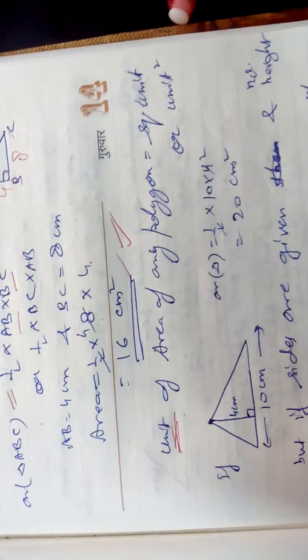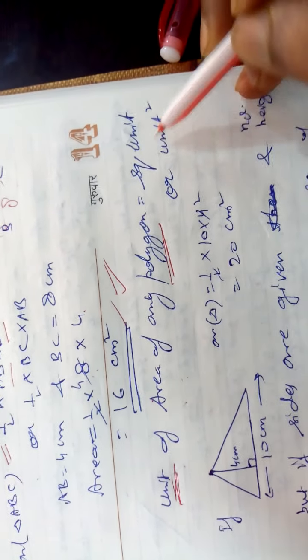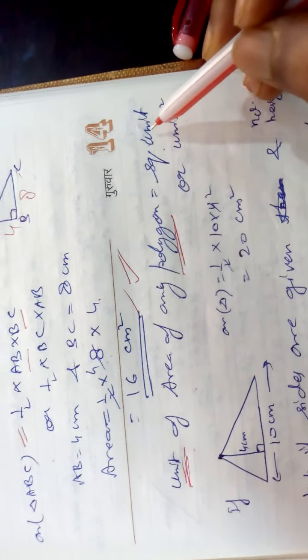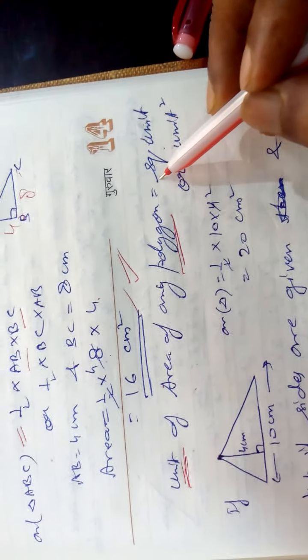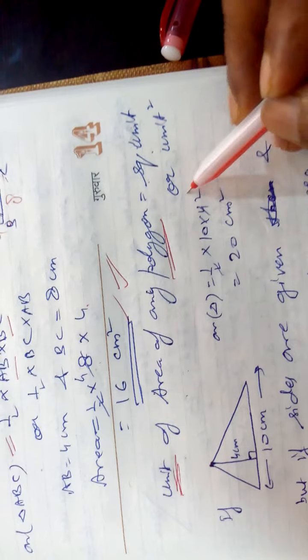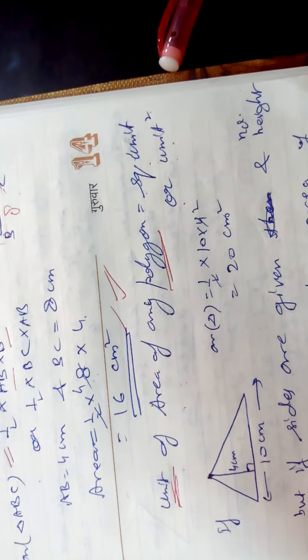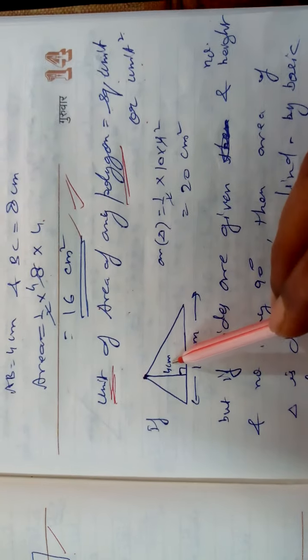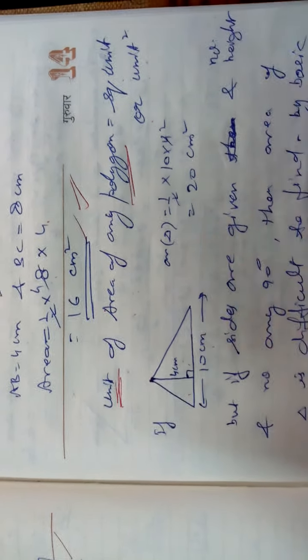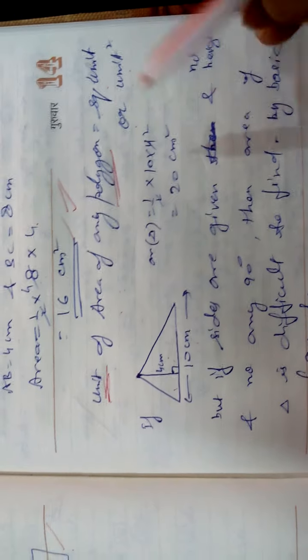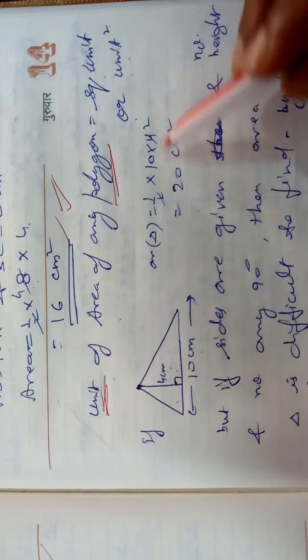Unit of area we know very well. For any polygon, if area is there, then it is square unit: square centimeter, square millimeter, square kilometer, anything. Or you can write unit power 2. Suppose a triangle is given whose base is 10 and altitude is 4. Altitude is called height. Half into 10 into 4 you will get 20 centimeter square.